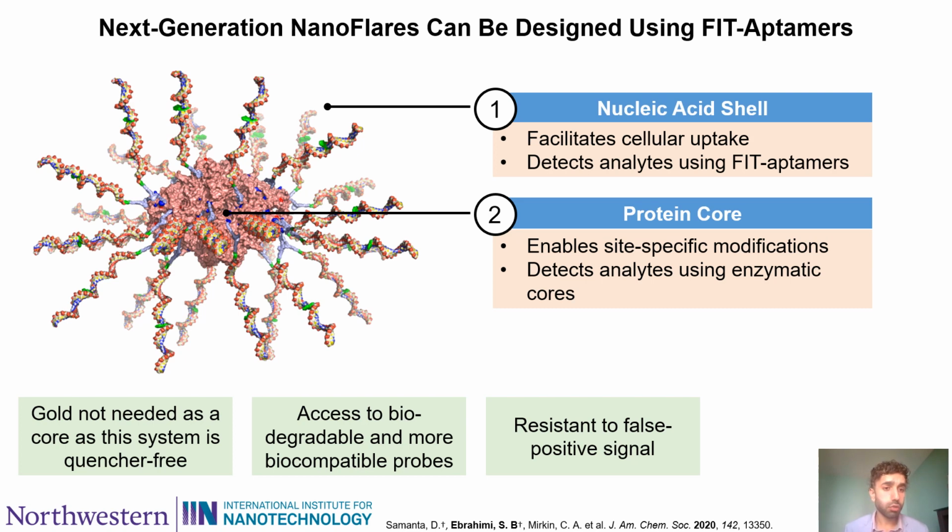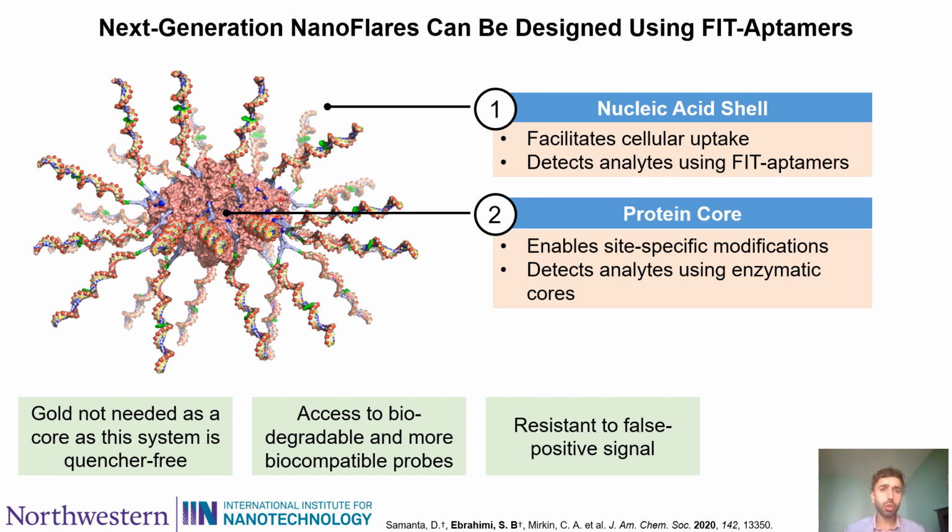So what we're going to do is take the FIT aptamers I discussed on the previous slide, and construct them into SNAs. So this nucleic acid shell that you see here are FIT aptamers. They can detect analytes, and they facilitate cellular uptake when they're put on a nanoparticle in dense functionalized form. But the real beauty of this approach is that we no longer need a gold core. Remember, we needed a gold core before because it needed to quench fluorescence. We no longer need that. We can pick any nanoparticle we want.